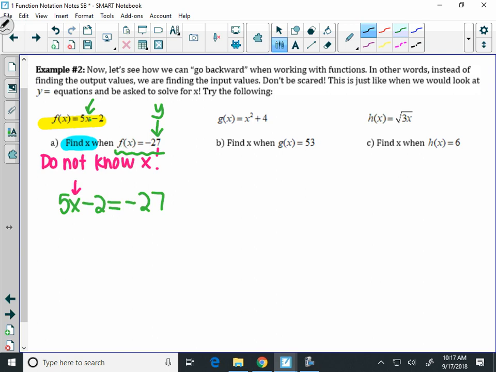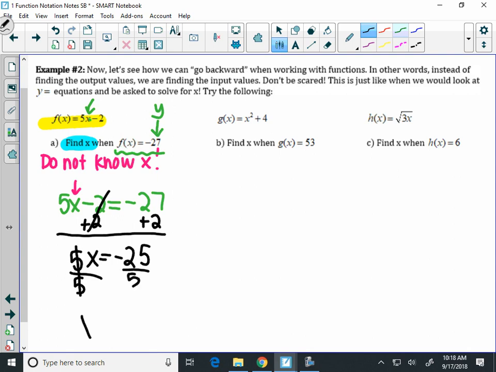Well, all we have to do is solve that equation. So we'll start by adding 2 to both sides, which gives us 5x is negative 25, and then divide by 5. That tells me the x value of negative 5 is what I'm looking for. Okay. So if I put negative 5 into this function up here for x, you will get an answer of negative 27.